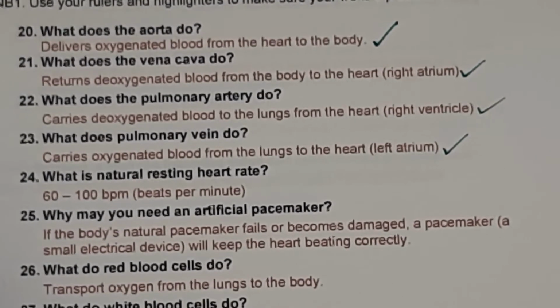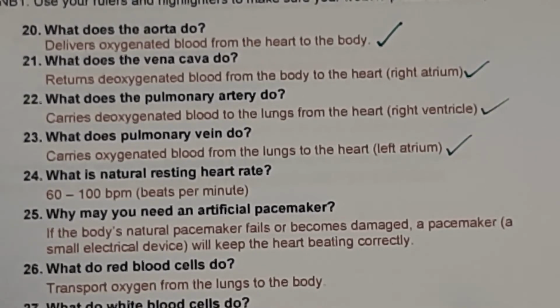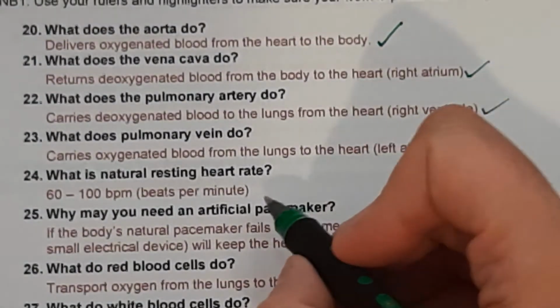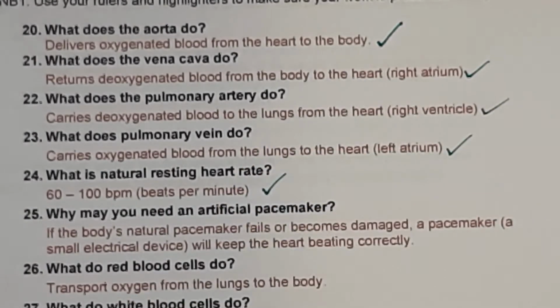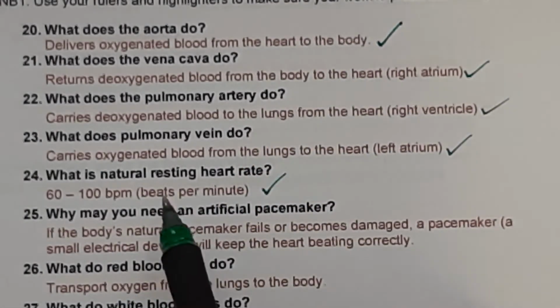What is the natural resting heart rate? Well, anything between 60 to 100 beats per minute, depending on your age, gender, etc. Okay, so BPM means beats per minute. You don't need to write beats per minute, just BPM is acceptable.